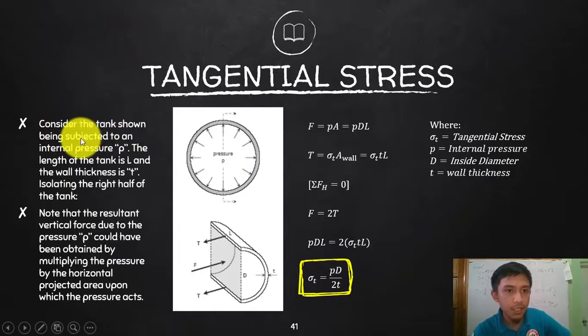So consider the tank being subjected to an internal pressure P, or that is a bursting pressure P, in any direction. And then the length of the tank is L, so that is the length of this tank. And then the wall thickness, let's say that is T. And then isolating the right half of the tank, if I will try to cut that, then that will be this part, the right side. Note that the resultant vertical force due to the pressure P.